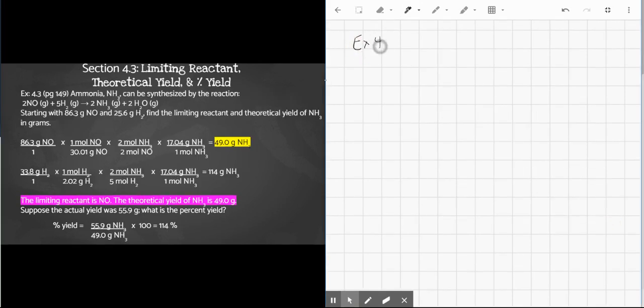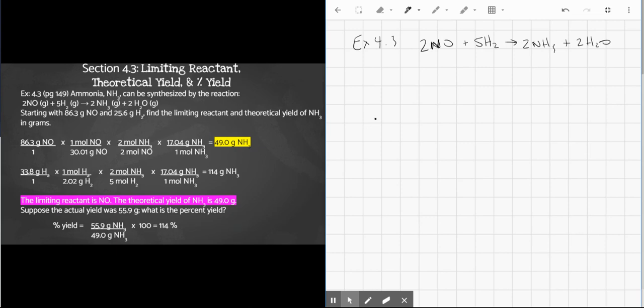4.3. This can be found on page 149 of your textbook. We have ammonia being formed from 2 nitrogen monoxide, that's NO, and 5 hydrogen molecules. We're going to make 2 ammonia molecules and 2 water molecules over here. Okay, so notice I left off the state of matter. That's because we are not going to need them for our calculations here.